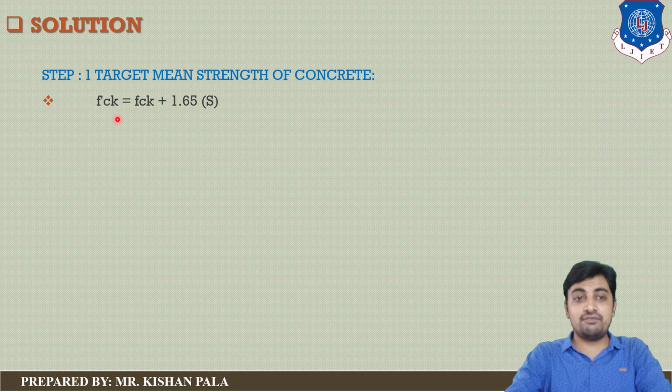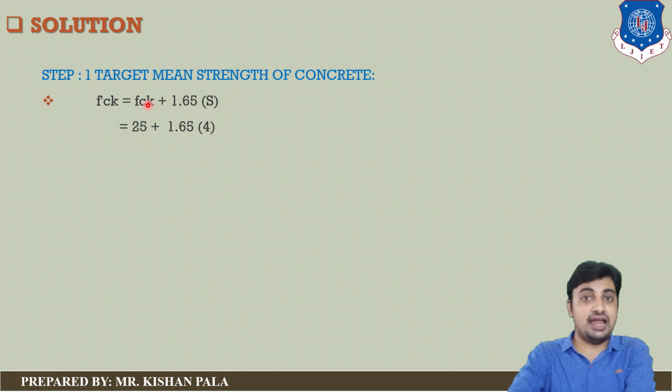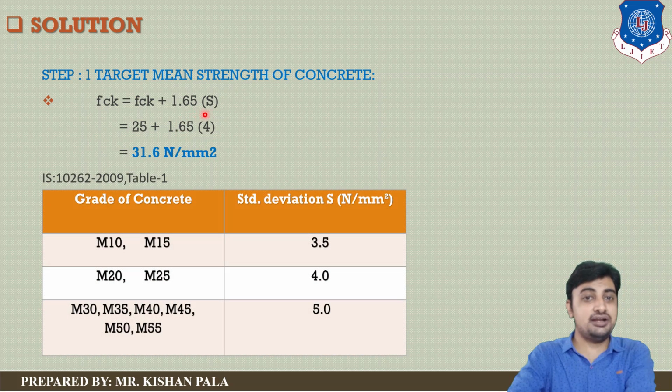So as we know, the F'ck is equal to fck plus 1.65 S. What is S? S means standard deviation, and F'ck is equal to target mean strength, and fck, which is our compressive strength at the 28 days. So finding the target mean strength of the concrete, F'ck is equal to fck, which is 25, because we are doing mixed design for the M25 grade of the concrete mass, plus 1.65 into S. S means standard deviation.